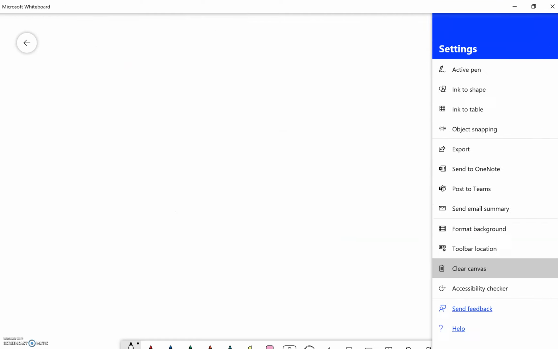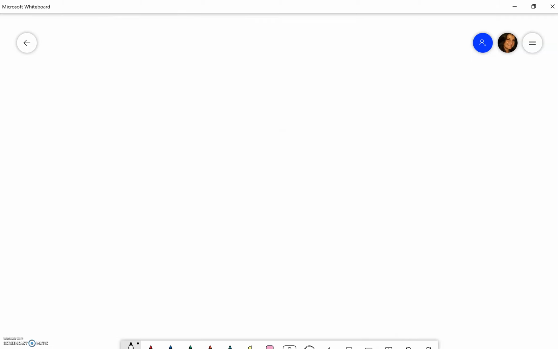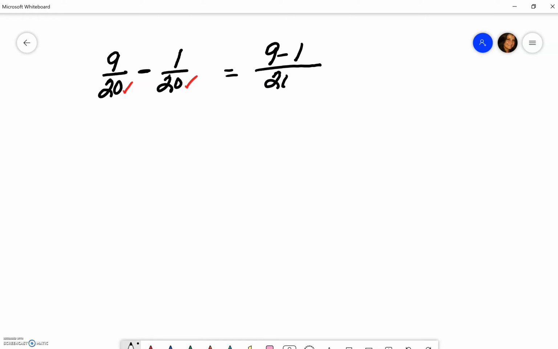All right, so let's move on to number 5. Number 5 is pretty simple. It's just 9 over 20 subtracted by 1 over 20. So even though it's a subtraction problem now, it doesn't matter. The same rule applies. Are they like fractions? And the denominator is the same. So I'm just going to rewrite that as 9 minus 1 over 20.